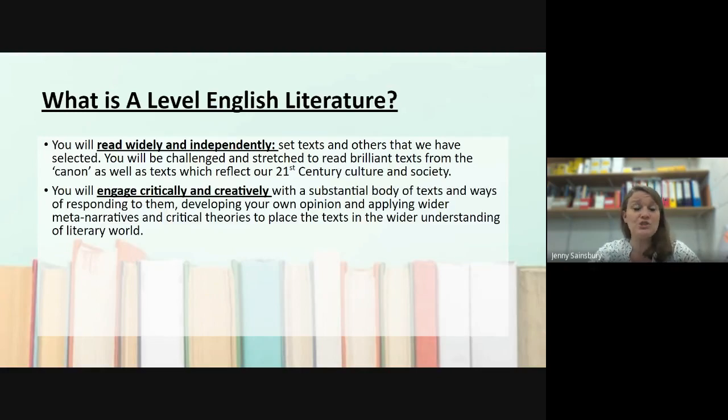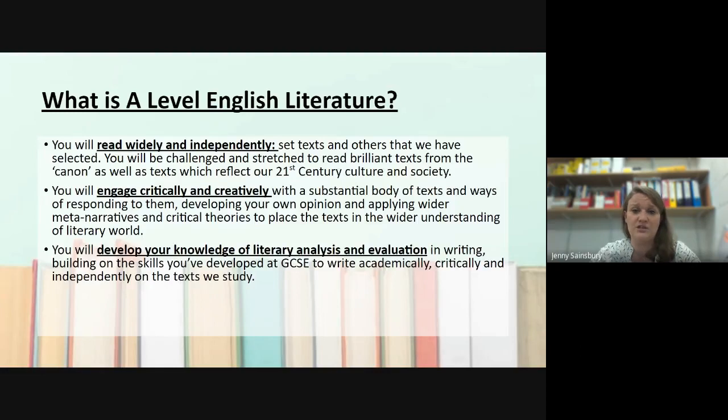As I just mentioned, one of the main things you'll be doing, and we will practice today, is engaging critically and creatively with those texts. It's really a challenging and exciting skill to be able to think about what other people think of text and how other people interpret literature and apply that to our own understanding and our own interpretations.